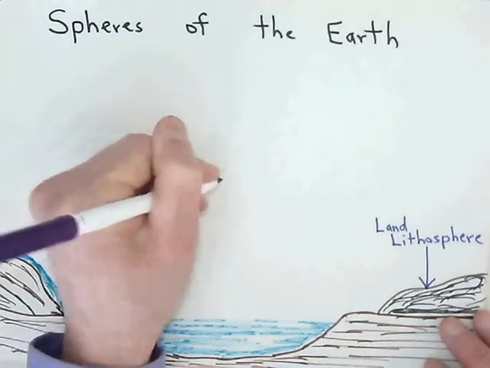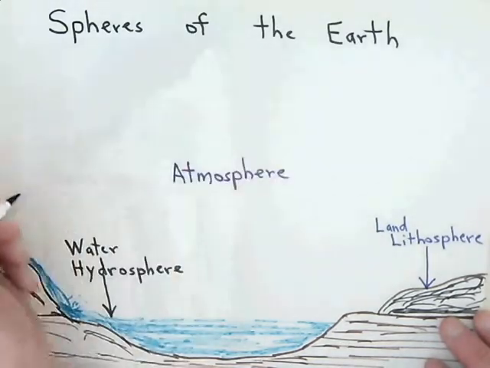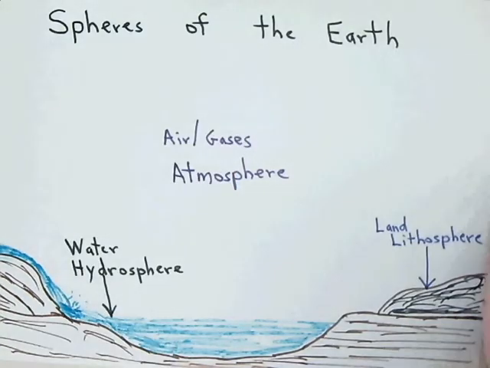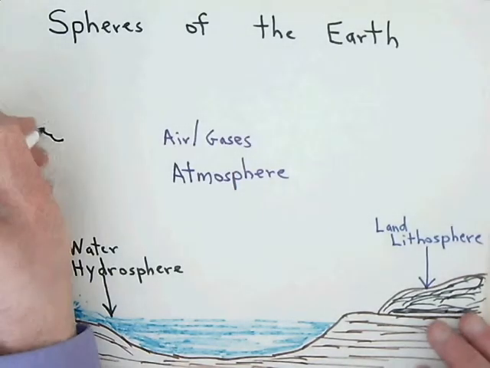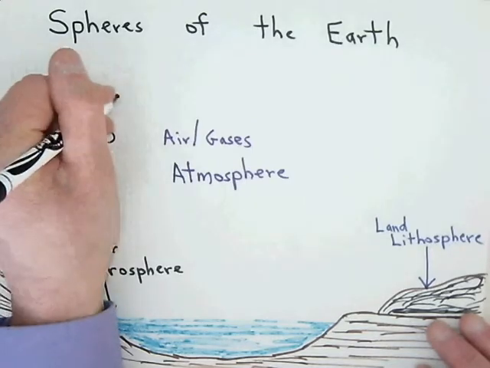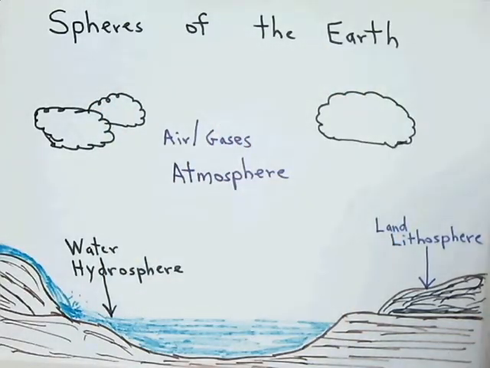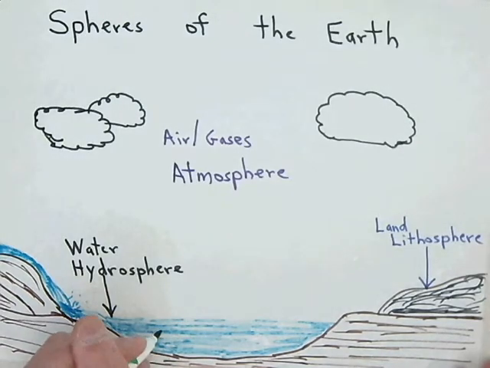Next, we really can't see the sphere called the atmosphere. The atmosphere is made up of all the gases, all the air that surrounds us. We'll talk about the layers of the atmosphere a little later. Now, clouds are one of those things that are kind of hard to classify. It's made of water and air, so it's really made of the hydrosphere and the atmosphere combined.